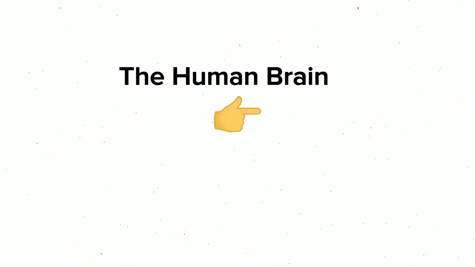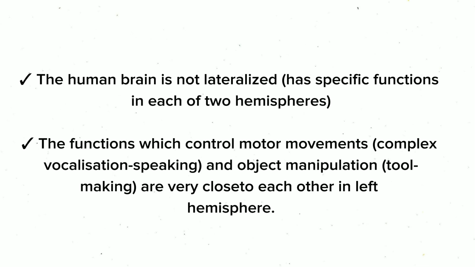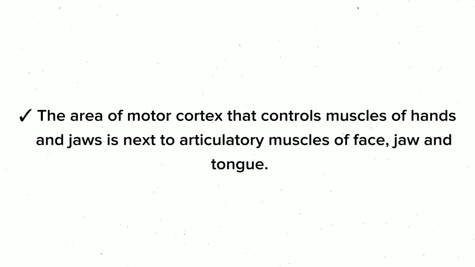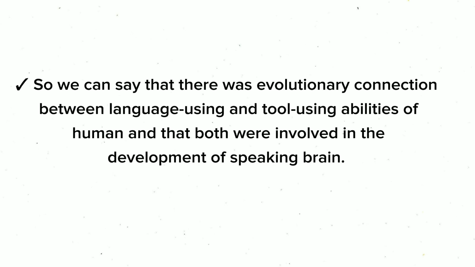The human brain is lateralized, with specific functions in each of the two hemispheres, functions which control motor movements, complex vocalization, speaking, and object manipulation. Tool making and speaking are very close to each other in the left hemisphere. The area of the motor cortex that controls the muscles of the hands and jaws is next to the articulatory muscles of the face, jaw, and tongue. So we can say that there was an evolutionary connection between language using and tool using abilities of humans, and that both were involved in the development of the speaking brain.